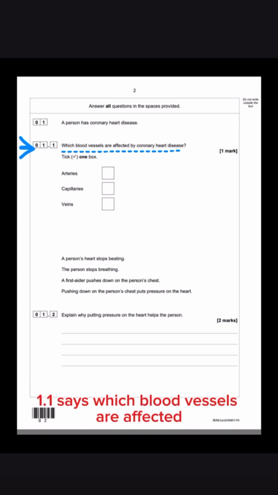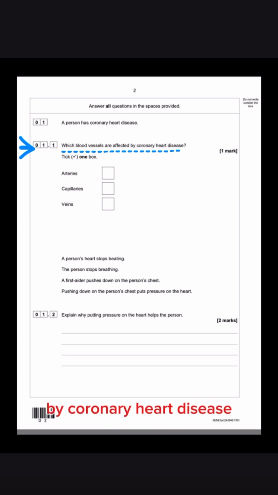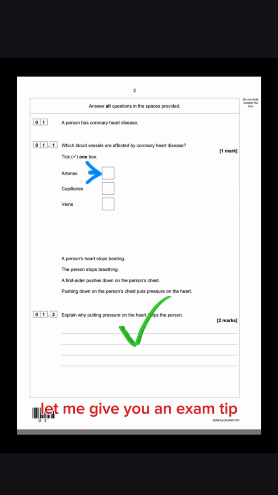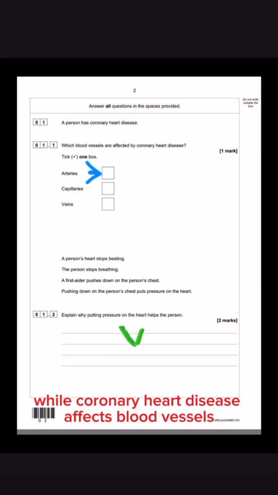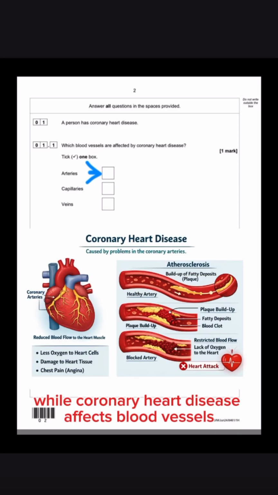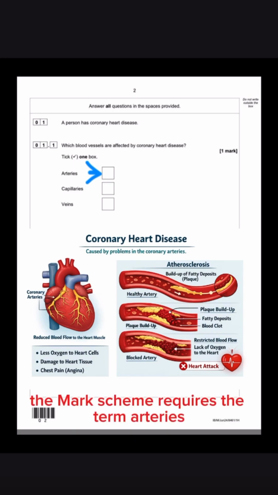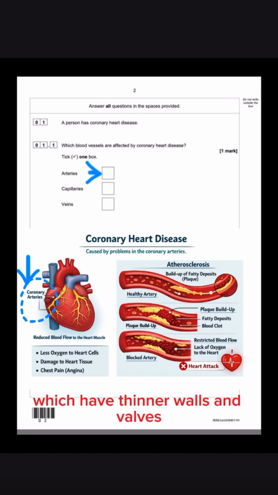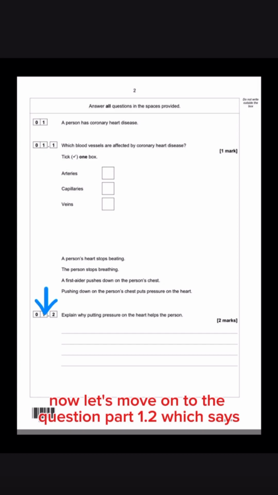1.1 says: which blood vessels are affected by coronary heart disease? The answer is arteries. Let me give you an exam tip. Be specific. While coronary heart disease affects blood vessels, the mark scheme requires the term arteries, specifically coronary arteries. Don't confuse them with veins, which have thinner walls and valves.